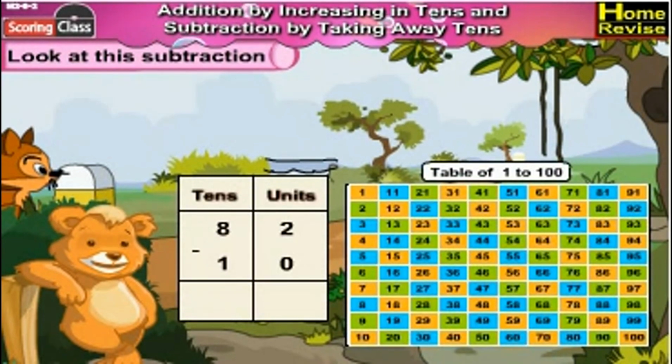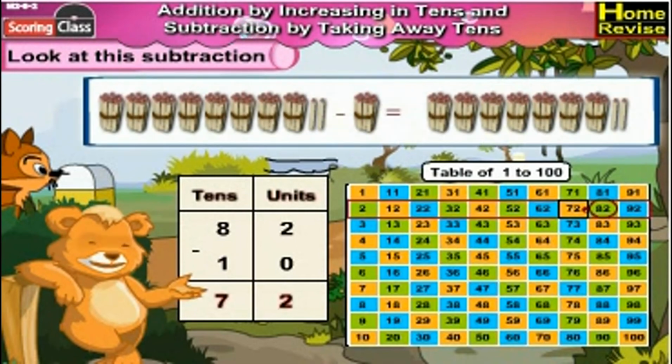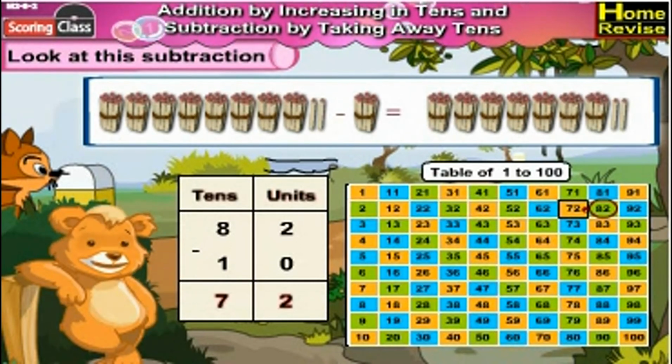Now the last sum, 82 minus 10. Here is number 82. 82 minus 10 means the answer is in the previous column of the same row. And that's correct, 72. So children, 82 minus 10 is 72. Why? Because earlier we had 8 tens, now we have 7 tens, which means 1 ten is subtracted from 82. Alright?